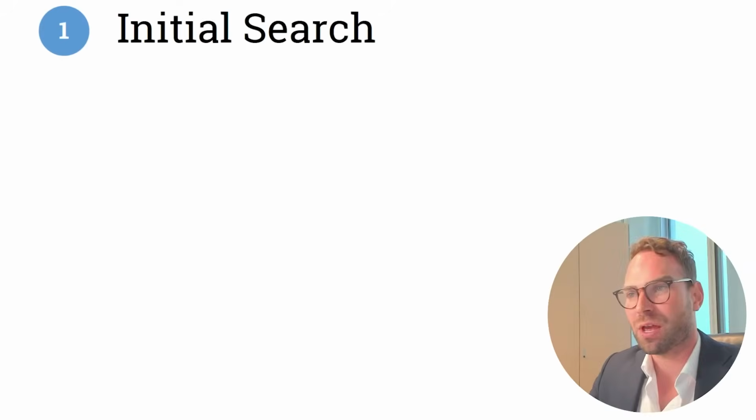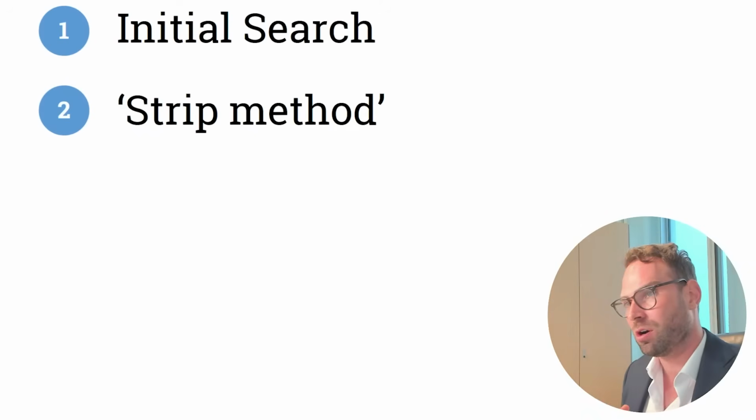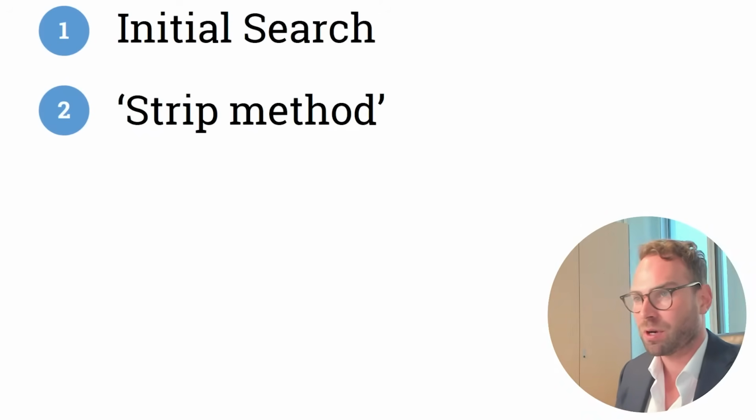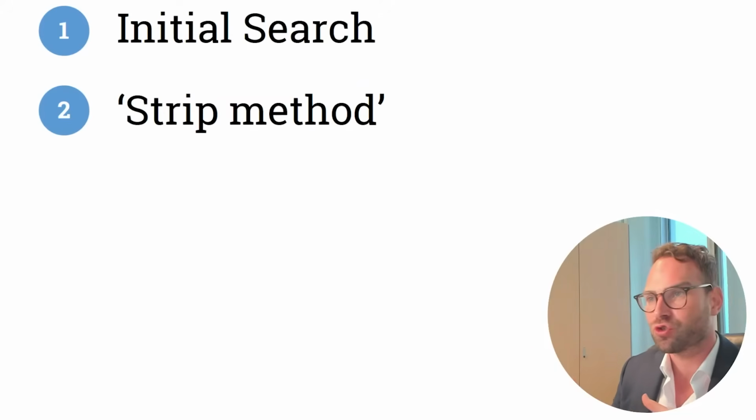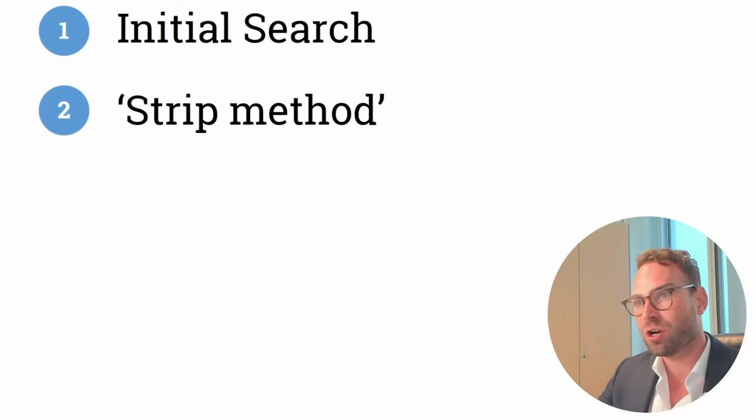So step 2 is what I call the strip method. Now that you've gone through and started to mine articles in your initial search, you're going to strip out key information and content from it. And by strip, I mean you're going to do this in a relatively violent fashion. Let me show you an example.